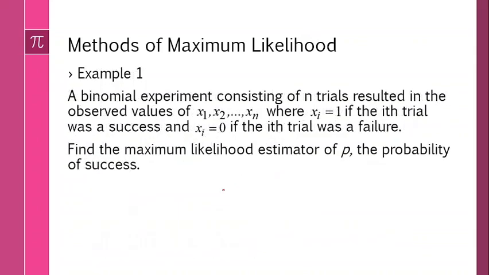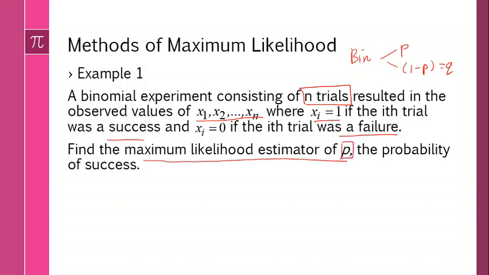Alright, so let's look at the first example of the maximum likelihood method. A binomial experiment consisting of n trials resulted in the observed values x1, x2 until xn, where xi equals 1 if the ith trial was a success, and xi equals 0 if the ith trial was a failure. In a binomial, the outcome is either a success or a failure, with 1 minus p as q. Find the maximum likelihood estimator of p, where p is the probability of success.